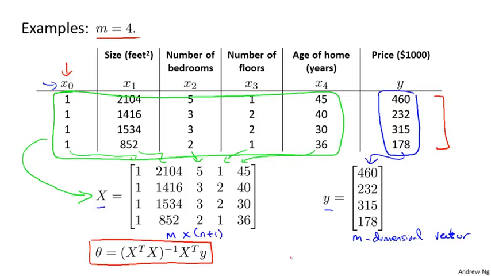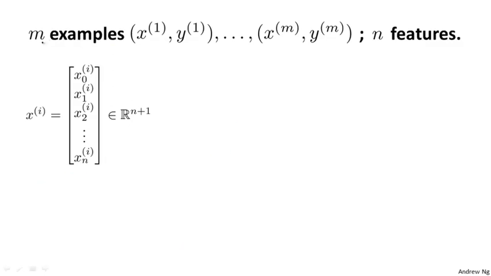There was a lot that happened on this slide, and I worked through it using one specific example of one data set. Let me just write this out in a slightly more general form, and then later on in this video, let me explain this equation a little bit more in case it's not yet entirely clear how to do this. In the general case, let's say we have m training examples, so x1, y1 up to xm, ym, and n features. So each of our training examples xi may look like a vector like this. There's an n plus 1 dimensional feature vector.